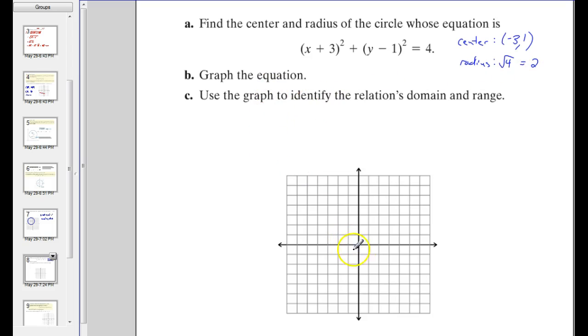Alright, and then graph the equation. So our center's negative 3, positive 1. So 1, 2, 3, positive 1. So there's our center. And then our radius is 2. So right 2, up 2, left 2, down 2.